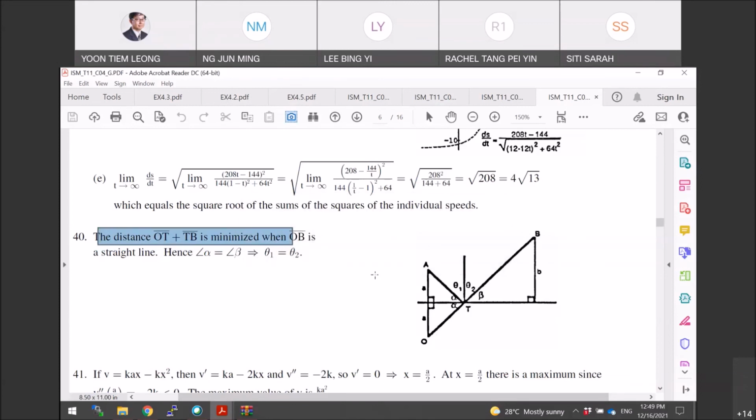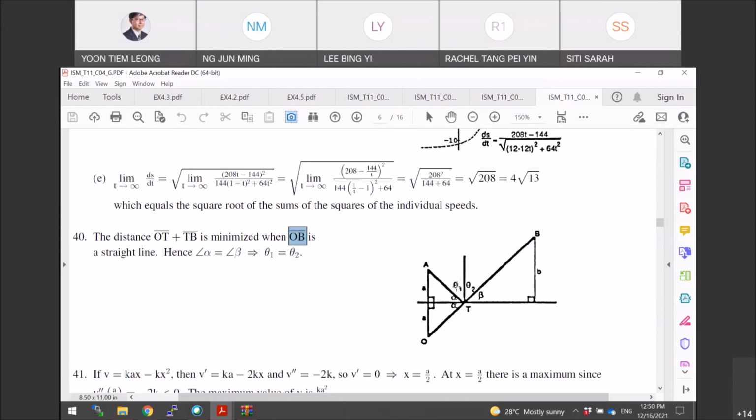So how do you minimize the length? It says the length from O to T and T to B is minimized when OB, that is from here to here, is a straight line. So in general, the alpha angle, which is related to theta, is, sorry, let me say it again. In general, θ1 and θ2 are not the same, right?